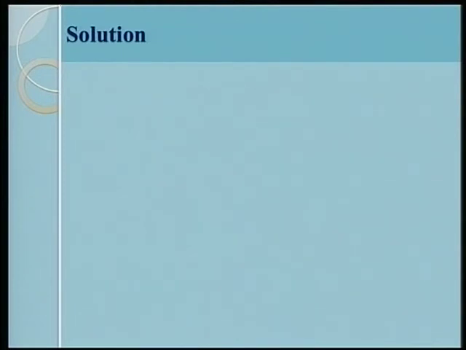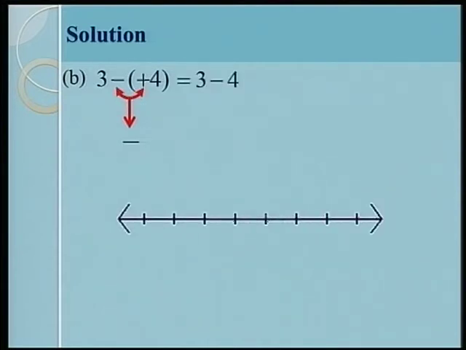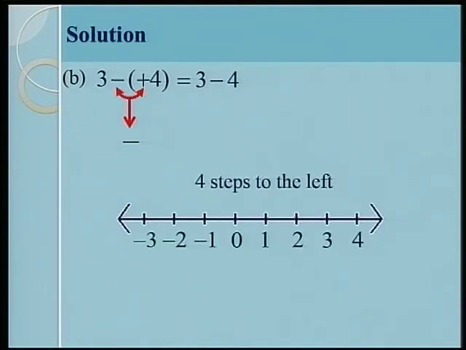We now look at the solution for part B. 3 minus positive 4. Again here, students, you will remember that minus plus will give minus. So we need to calculate 3 minus 4. Again, we make use of a horizontal number line where we start at 3. We move 4 steps to the left to reach negative 1, and you can see that the answer is negative 1.